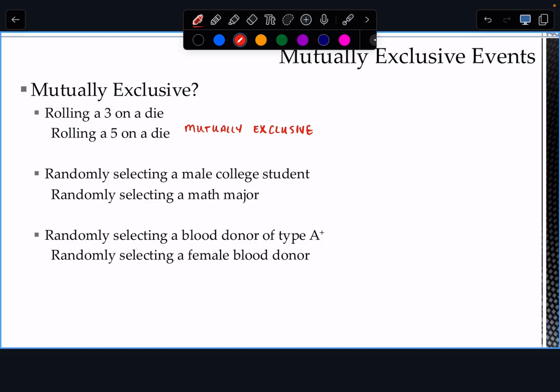If I look at the second example, randomly selecting a male college student and randomly selecting a math major, would the events selecting a male student and selecting a math major be disjoint? No. When I ask myself, could I select a student at random and that student both be a male and a math major? The answer to that would be yes, I could find that somewhere on campus. So these would not be disjoint.